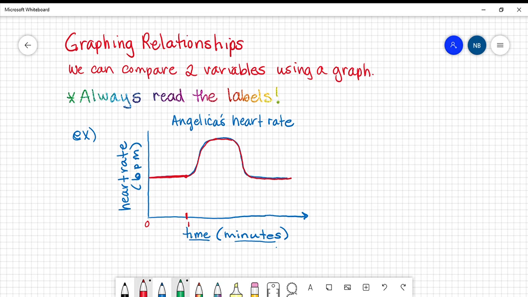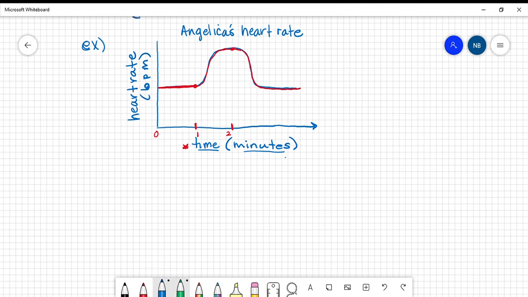So then if you look at 2 minutes into our little time passage, you'll see that Angelica has a different heart rate, a faster heart rate, a higher heart rate. But she only has one heart rate at that particular moment in time. This is a characteristic of a function. So if you know when you're measuring, then you'll know from the graph precisely what the heart rate was. All right, let's look at another example.